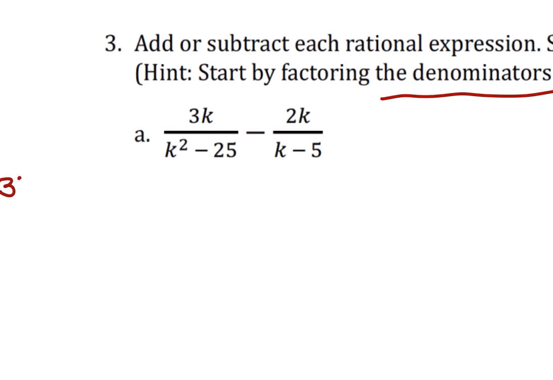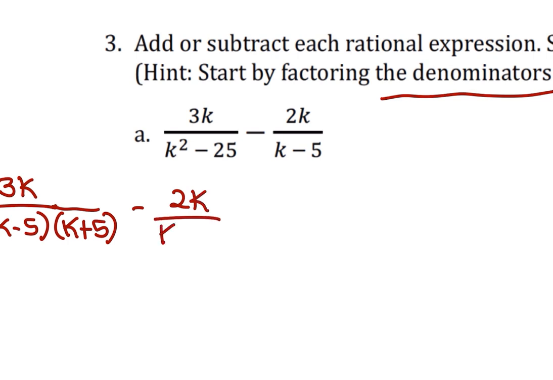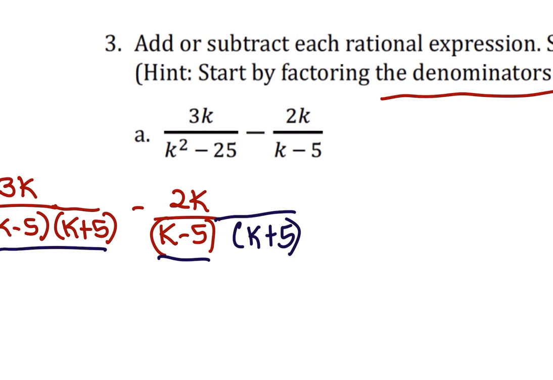Let's start with 3a. I'm going to start by factoring 3k over k minus 5 and k plus 5. So k minus 5 times k plus 5. And then we have minus 2k over k minus 5. I'm going to put that in parentheses too, just to make everything look the same. We don't have a common denominator right now because the second fraction is missing a k plus 5. So I'm going to put in a k plus 5 in the denominator, so now they are common denominators.